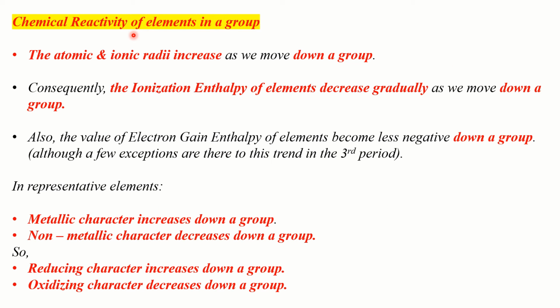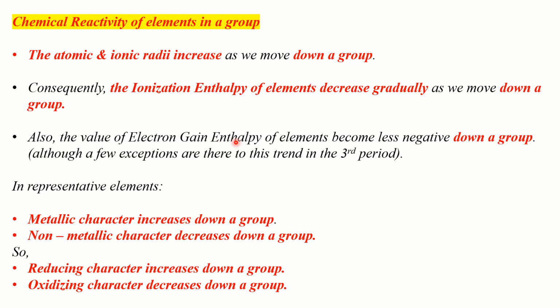Let me tell you about the trend observed in the chemical reactivity of elements as we move down a group. We know that the atomic and ionic radii of elements increase as we move down a group. As a result, what happens to their ionization enthalpy values? They decrease gradually as we move down a group. This is because only a less amount of energy is required to remove the most loosely bound electron when the size of the atom increases. That is why the ionization enthalpy of elements decreases on moving down the group.